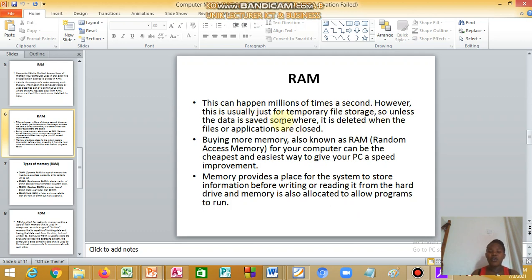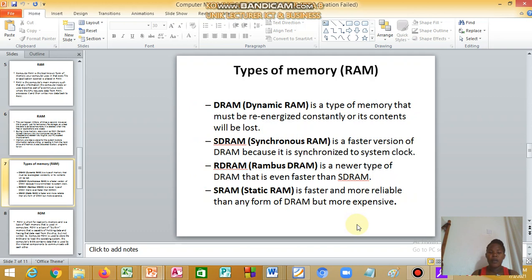However, this is usually just for temporary file storage. So this is just temporary, and you can buy more memory, more RAM, to improve the speed of your computer. We have types of RAM. We have DRAM, which is dynamic random access memory. We have synchronous dynamic RAM and static RAM.